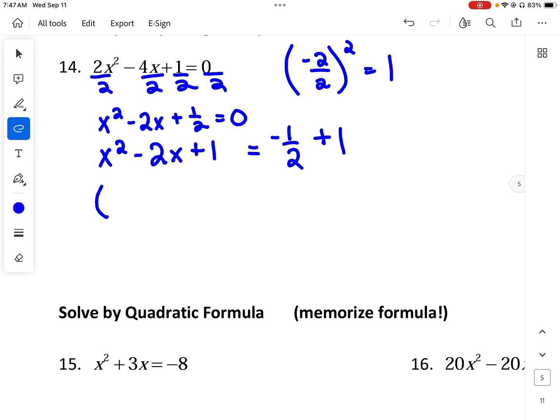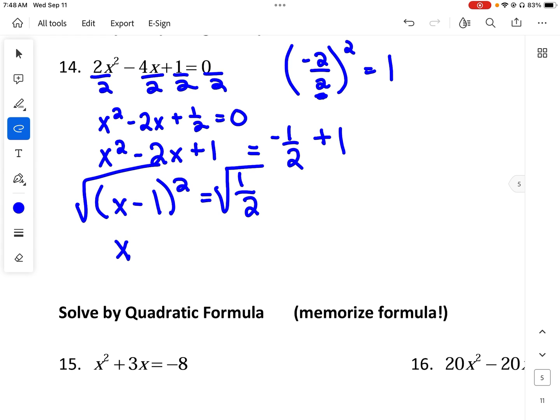See how I told you it's going to be okay. So this comes out to x. We again get our value from here. So -2 over 2 is -1 squared equals -1/2 plus 1, which is a positive 1/2. Okay. So then we take the square root on both sides. So we have x minus 1 equals plus or minus square root of 1/2, which I don't like, so I'm going to rewrite it like this.